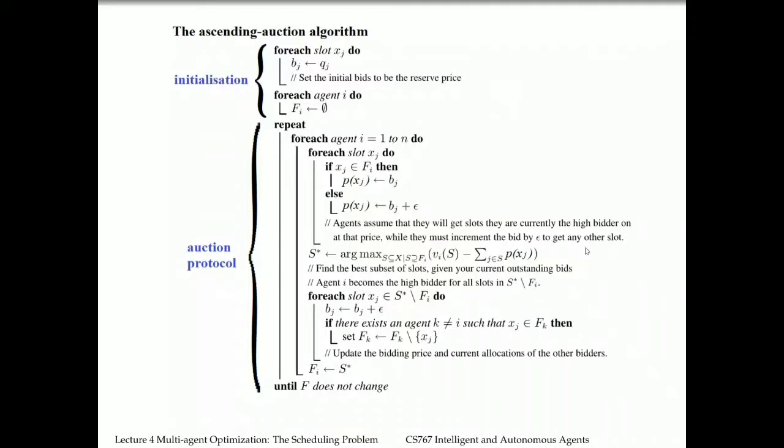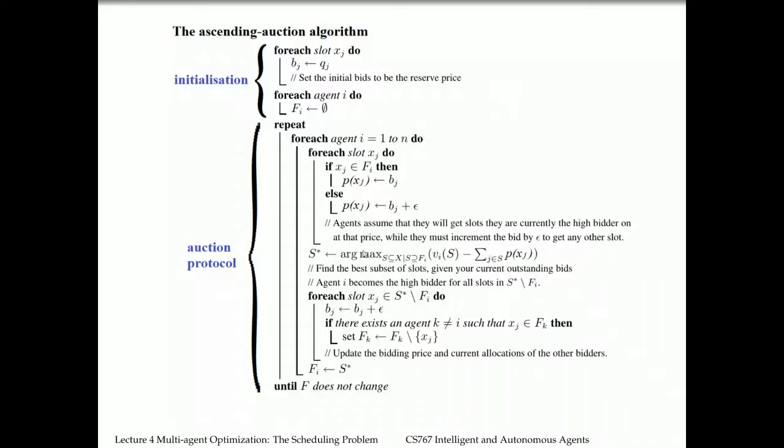And then we enter this auction protocol. We repeat the iteration. So within the repeat, there's this one iteration. For every agent i from 1 to n, this agent will make a bid. And for each time slot xj, if xj is already in the time slot given to the ith agent, then the price is fixed as bj. Otherwise, we increment the price to bj plus epsilon. So this is set by the auction mechanism. We need to increment the price.